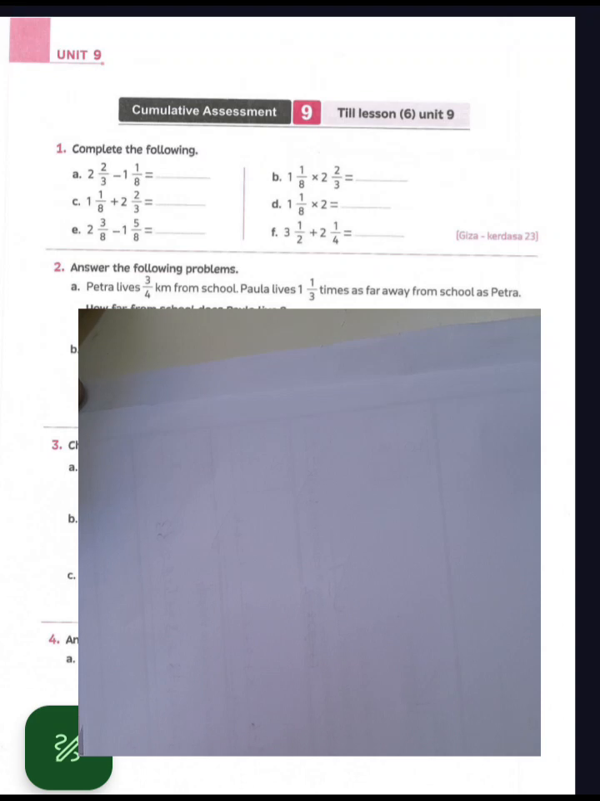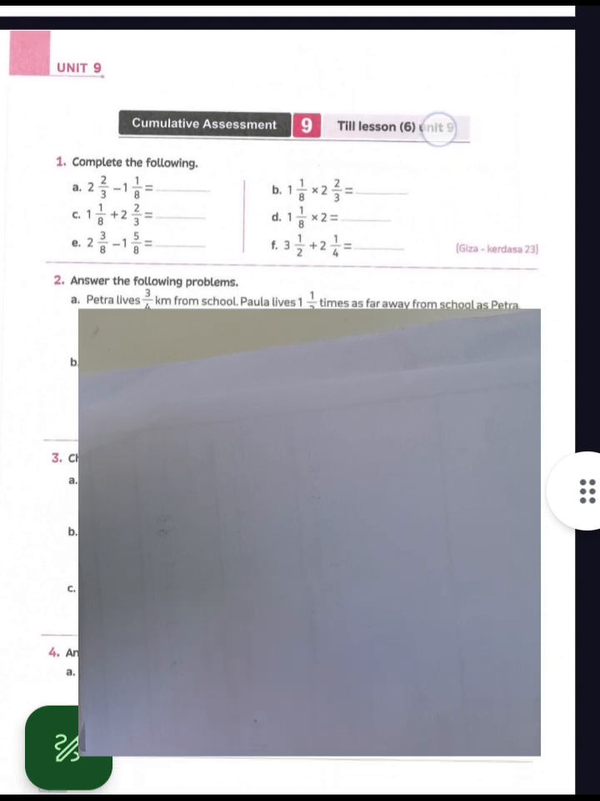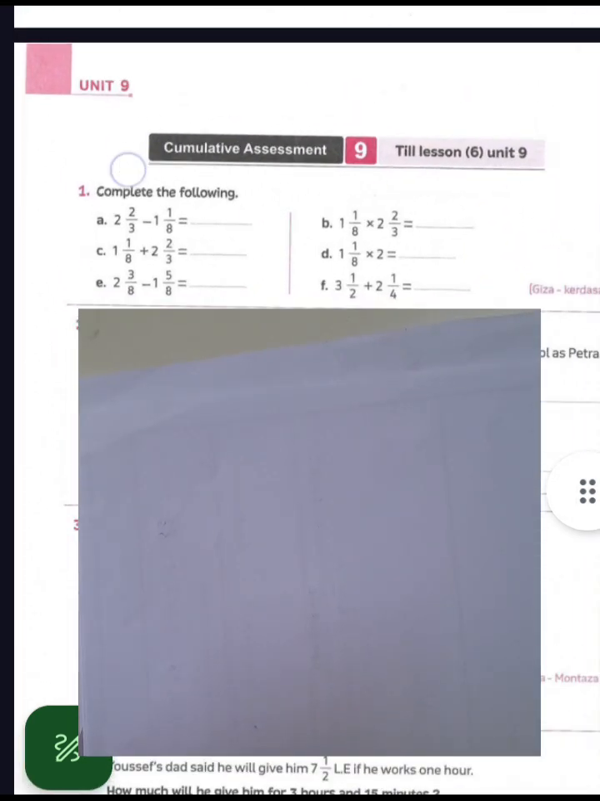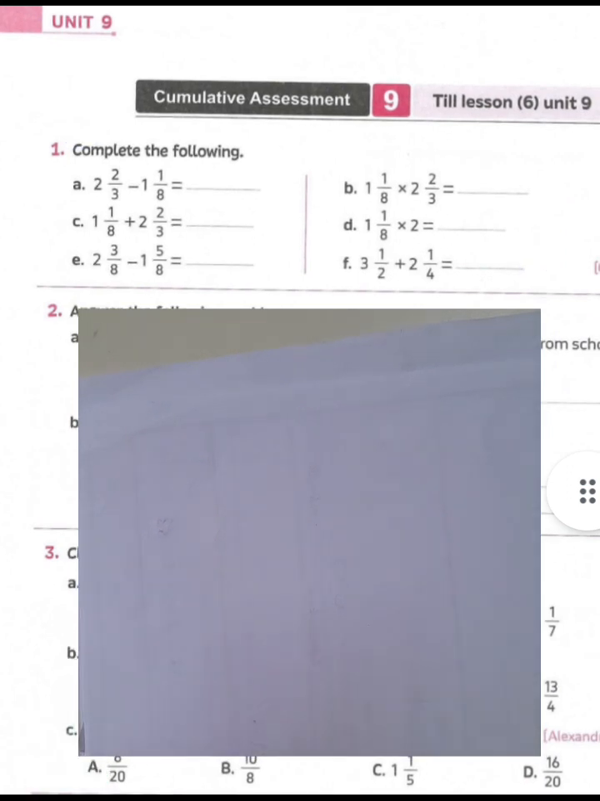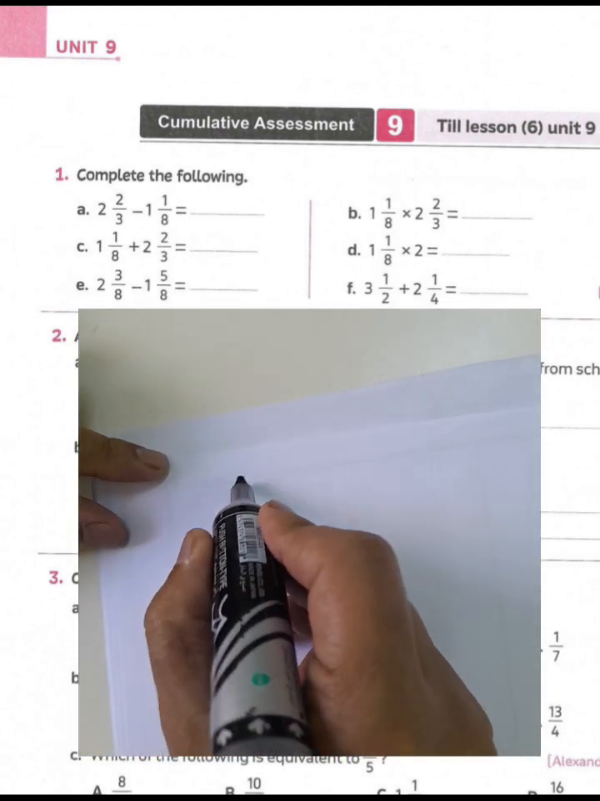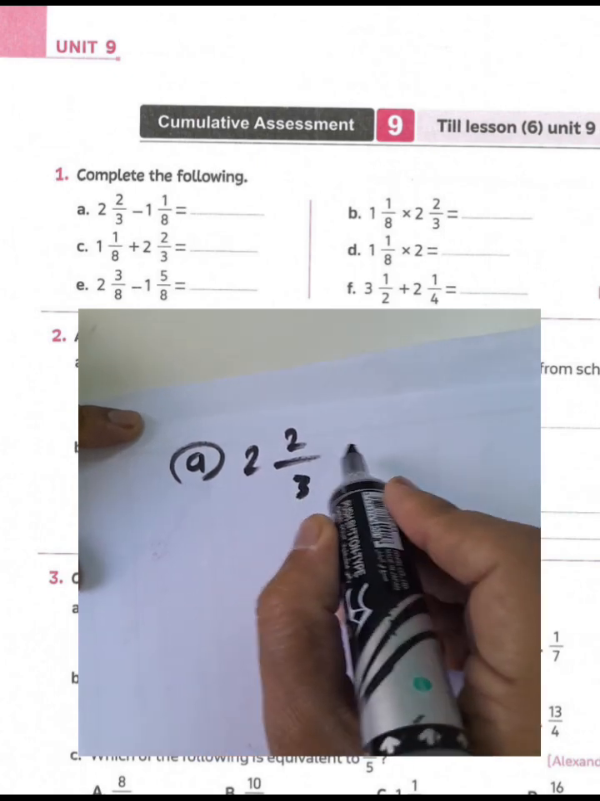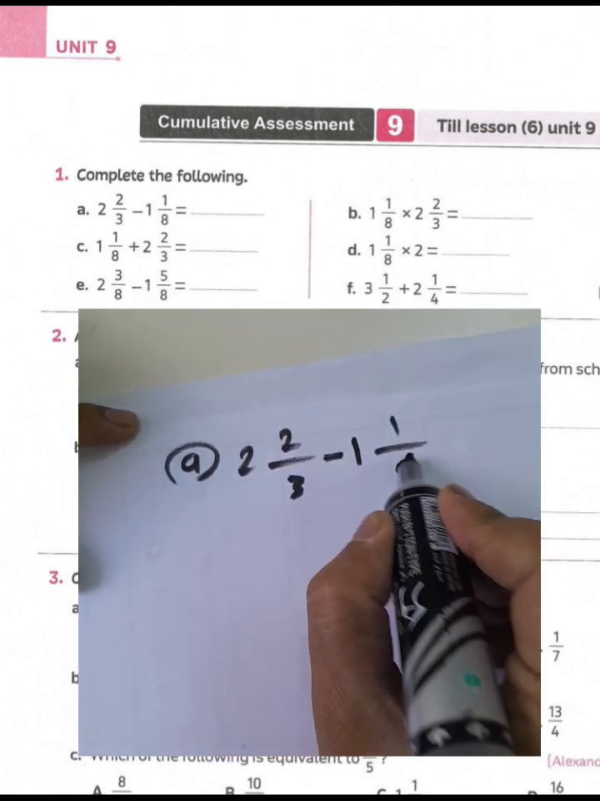Number 9 of lesson 6, unit 9, from the book, page 12. Look with me at the question here. Number 1, letter A: 2 and 2/3 subtract 1 and 1/8.